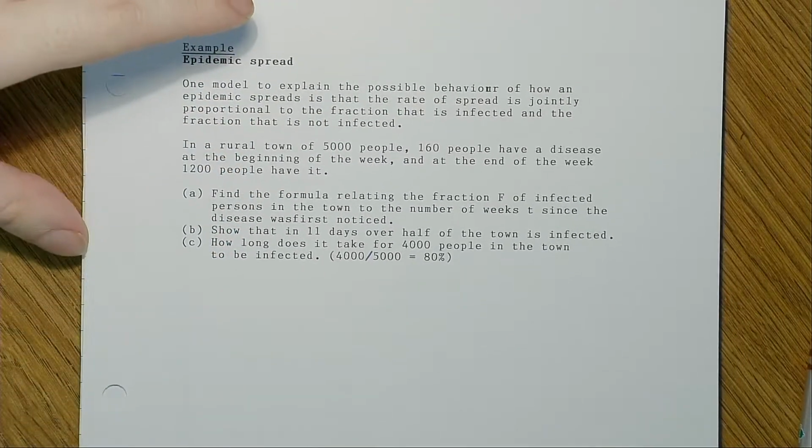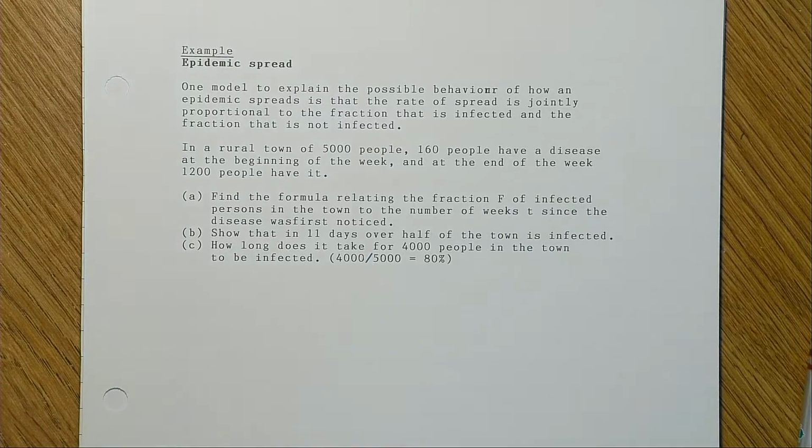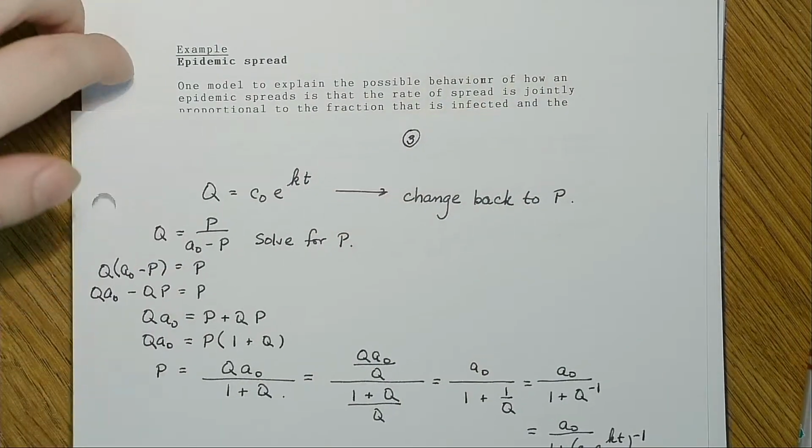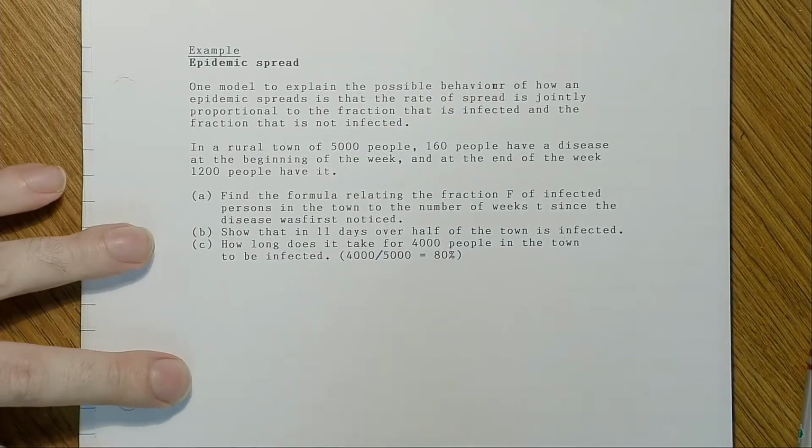So this is kind of our example that we'll do. Sorry, and I'll make sure I number the pages. Here's 3 and 4.